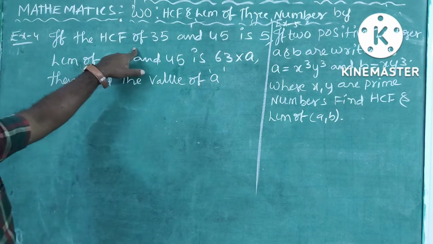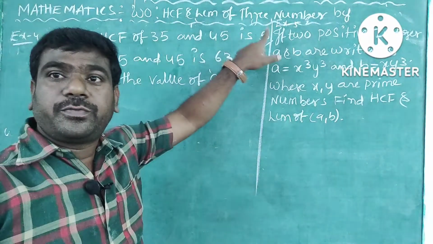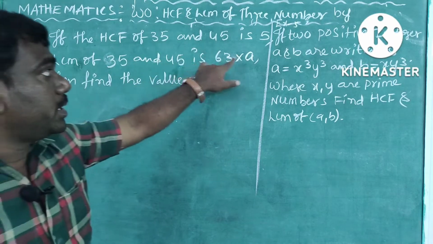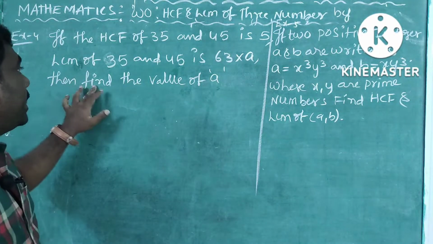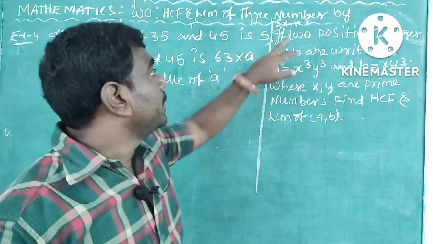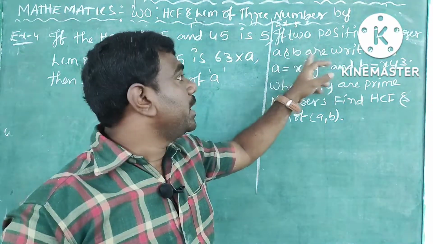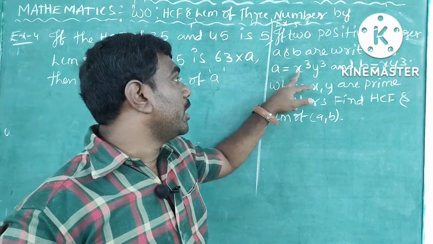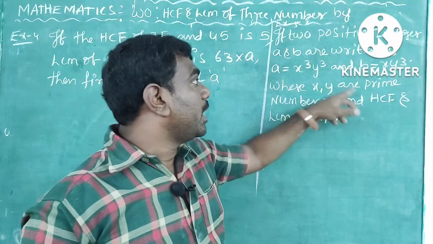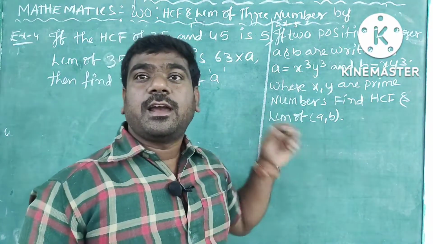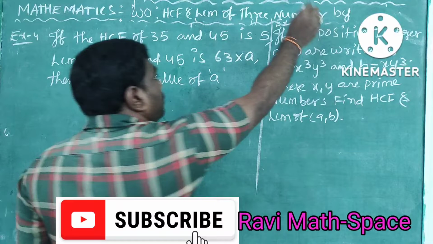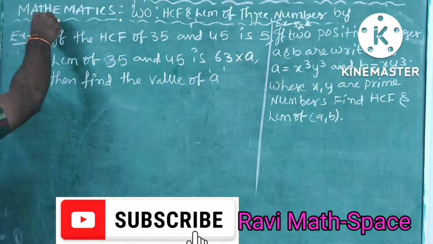Next two applications. That is the fourth one. If the HCF of 35 and 45 is 5, and LCM of 35 and 45 is 63 into A, then find the value of A. This is for one application. Next one: if two positive integers A and B are written as A is equal to x cube y cube and B is equal to x y cube, where x and y are prime numbers, find the HCF and LCM of A and B. This is very important from the examination point of view.